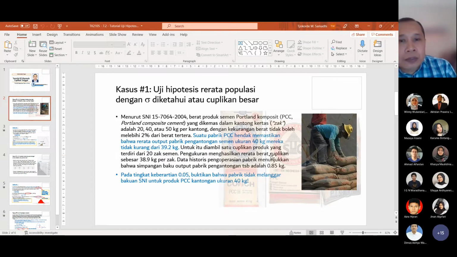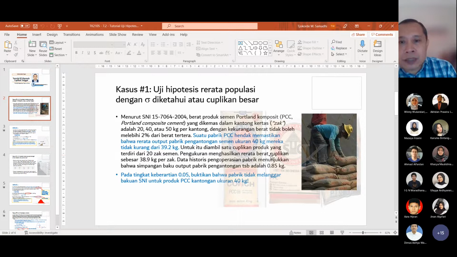Okay, so a cement factory wants to ensure that the average output of their cement bagging plant for the 40 kilo size is not less than 39.2 kilogram. And this is to comply with the SNI standard.